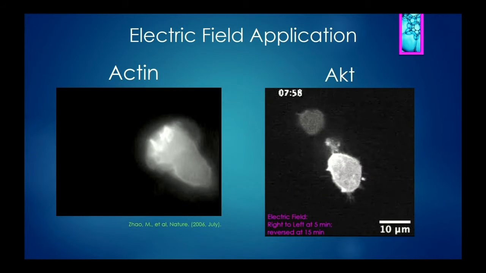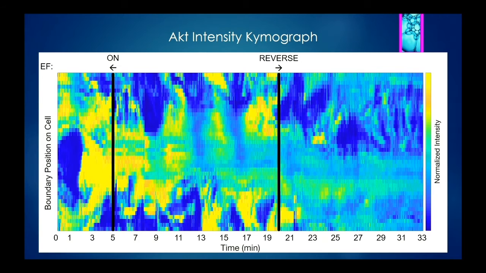So to analyze these results, we put the video through a MATLAB coding, and that coding basically took the frames and binarized the images, and then it tracked the boundaries of those cells. And then it took those boundaries and just basically turned it into a straight line and compiled all those boundaries into this kymograph. And you can see where I switched the electric field. And you can see that when the electric field gets turned on or switched, the AKT sort of aligns and gets directed by the electric field.